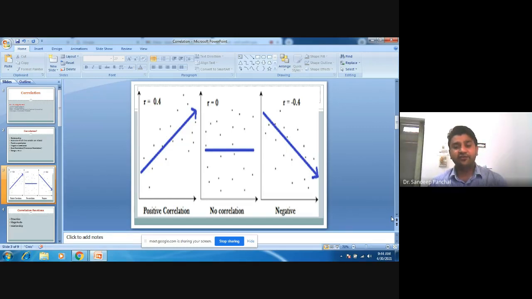Similarly, you can see the negative correlation in the graph. You can find that one variable is increasing and the second one is decreasing. You can see the directions, you can see the arrow. One is on the higher side and the second is on the lower side. Mental illness is increasing and social interaction is decreasing. So this is the example or graphical presentation of the relationships, positive correlation and negative correlation.